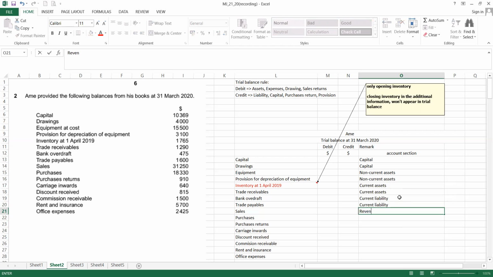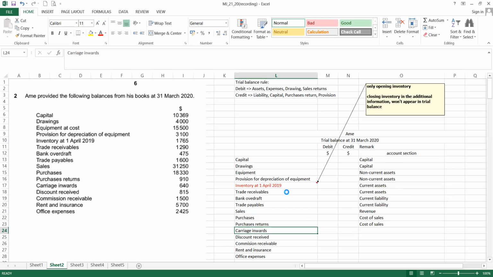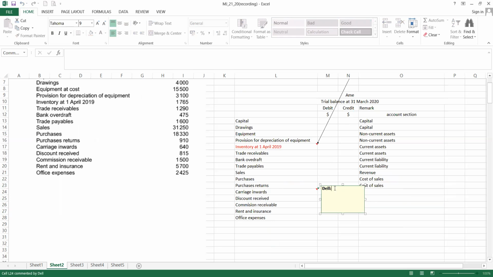Sales is under the revenue section. Purchases under cost of sales. Purchases return reduces the purchases, so it is under the cost of sales section. Carriage inward. Okay, what's the difference between carriage inward and carriage outward? Carriage inward is under cost of sales.